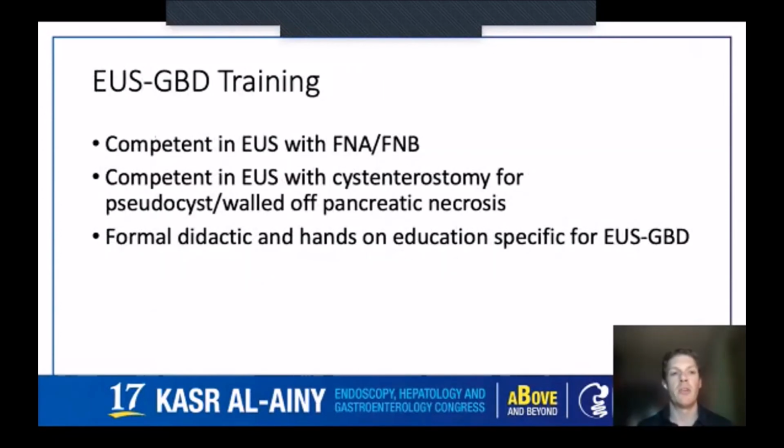And what about EUS-guided gallbladder drainage training? As with many things in endoscopic training, it is a stepwise approach. The first step is being competent in endoscopic ultrasound, followed by fine needle aspiration or fine needle biopsy. The next step would be becoming competent in EUS with cyst enterostomy for pseudocyst or walled-off necrosis, followed by formal didactic and hands-on education specific for EUS-guided gallbladder drainage.